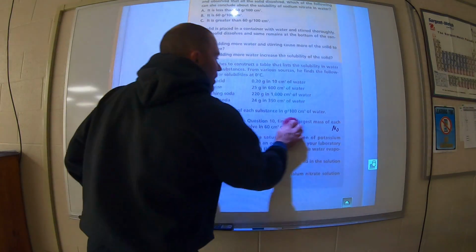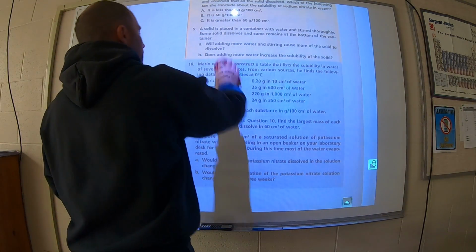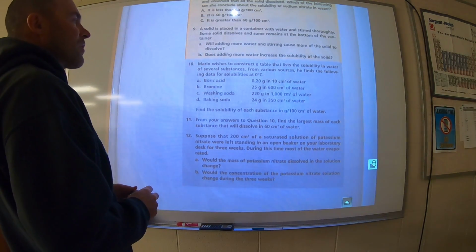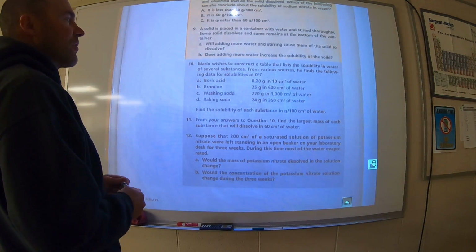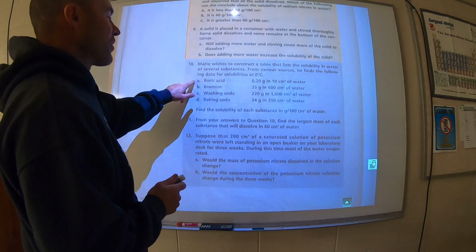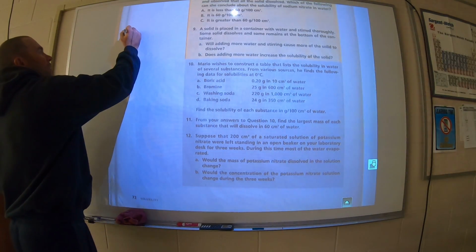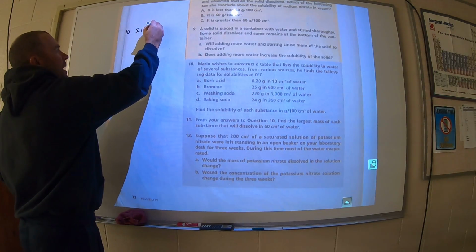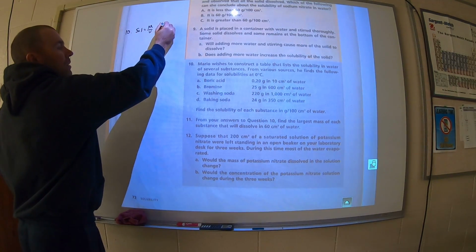And I'm going to erase these. Number 10 says, Mario wishes to construct a table that lists the solubility in water of several substances. From various sources, he finds the following data for solubilities at 0 degrees Celsius. So I'm just going to put 10. Here's the equation. Solubility is mass divided by volume times 100.